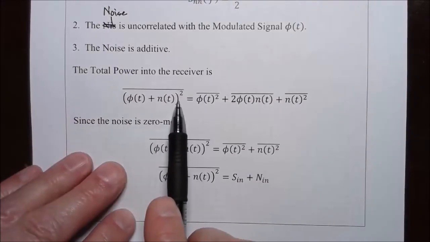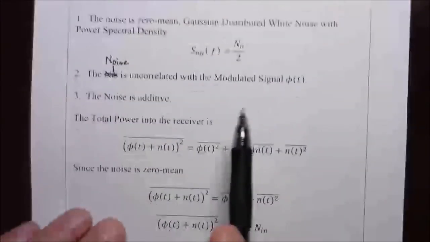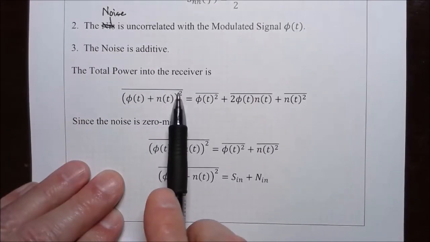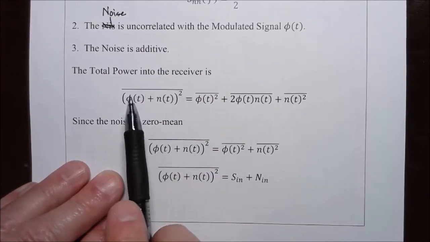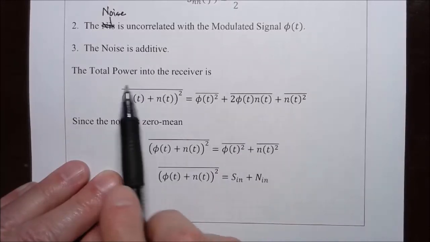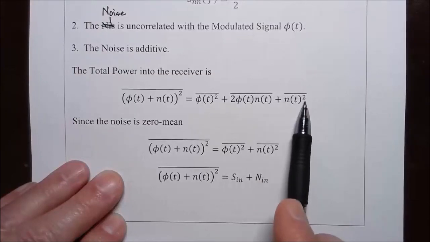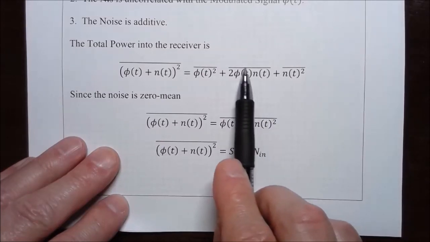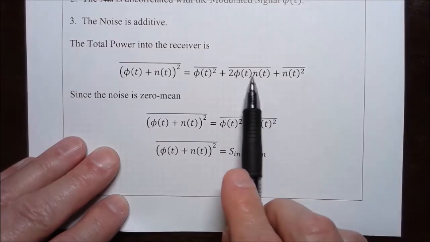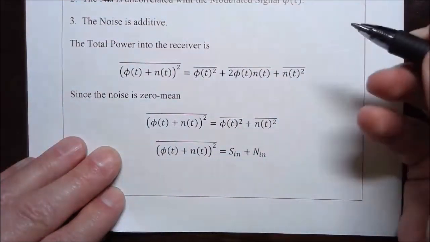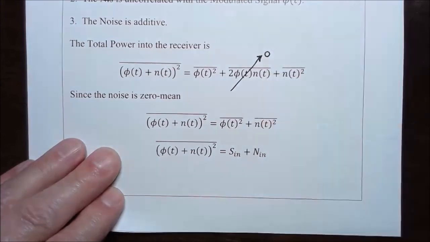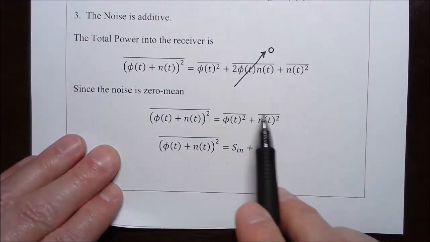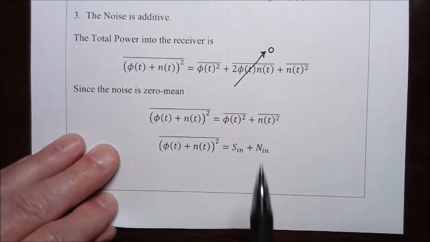If we look at the total power into the receiver, so the modulated signal plus the noise, that would be phi of t plus n of t. We want to find the total power, so we square this signal, then take the time average. When you do the square, you get a phi squared term, then you get a cross term, 2 times phi times n, then you get an n squared term, and then for the time average, we can time average each one individually. The cross term in the middle is going to time average to 0 because the modulated signal is going to have a 0 average, and the noise is going to have a 0 average. So you multiply the two together and you get a function with a 0 average, and a function with an average of 0 averages to 0. So now we have the modulated signal average power plus the noise power. So the total power is equal to the signal power plus the noise power.